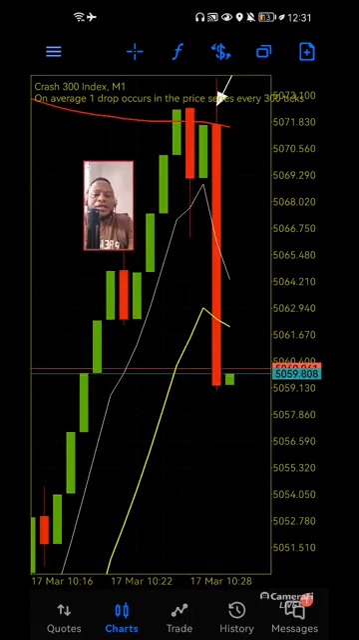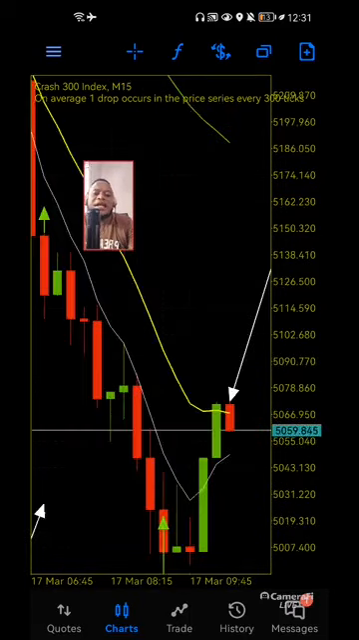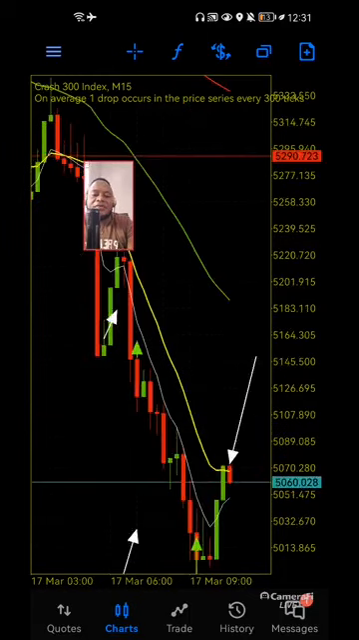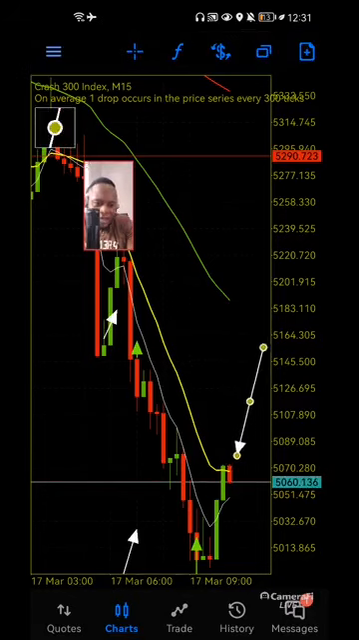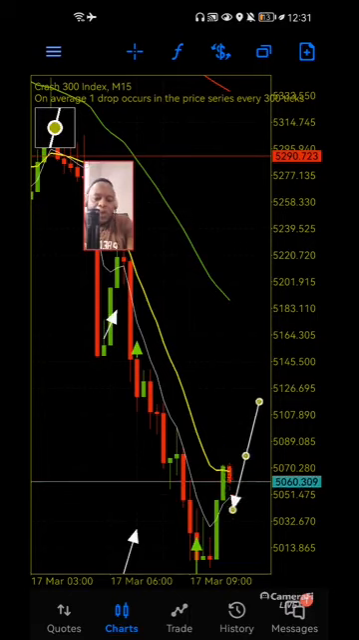Crash 300 is going down, because we are on M15. More M15. It has to respect. The next one is where you put your stop loss.